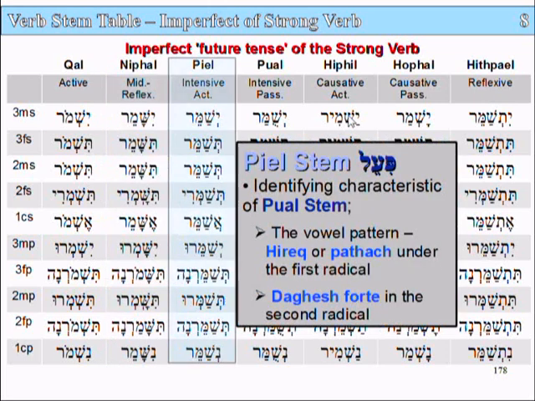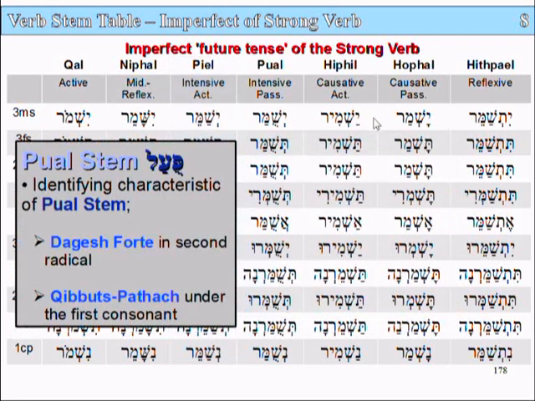And we see the same thing again with the piel. We simply have the same consonants but different vowels: a patach and a sire and a dagesh in the second radical. The pu'al, we have a dagesh forte in the second radical, and a very recognizable kibbutz in the first radical under the shin.